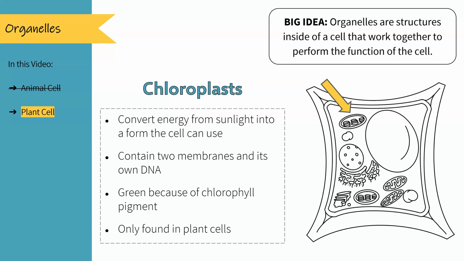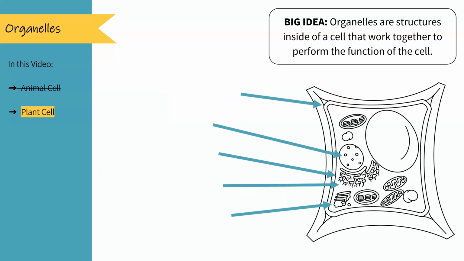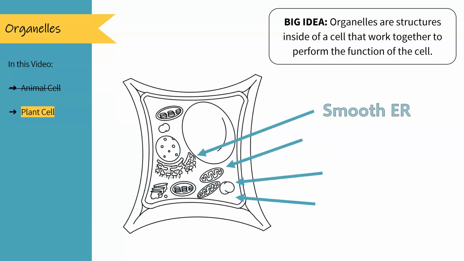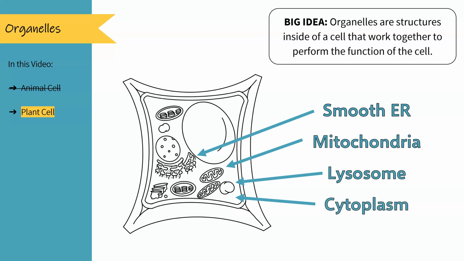Otherwise, plant cells have most of the same organelles that animal cells have. A cell membrane, a nucleus, a rough ER that's covered in ribosomes. There would also be free ribosomes in a plant cell. Golgi bodies, a smooth endoplasmic reticulum, mitochondria, lysosomes, and of course the cytoplasm.